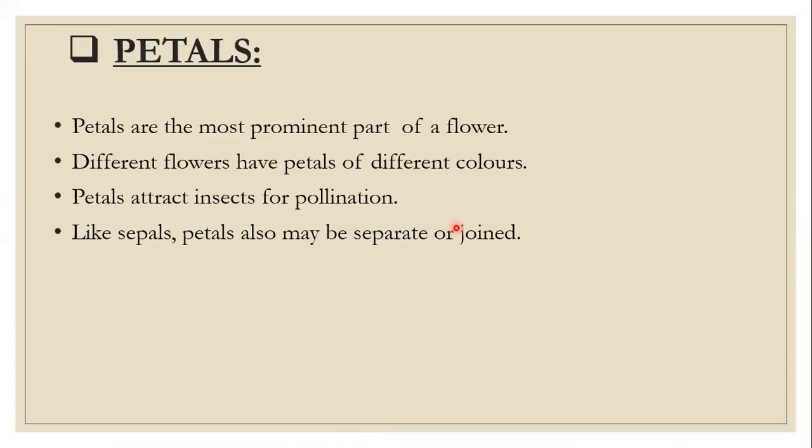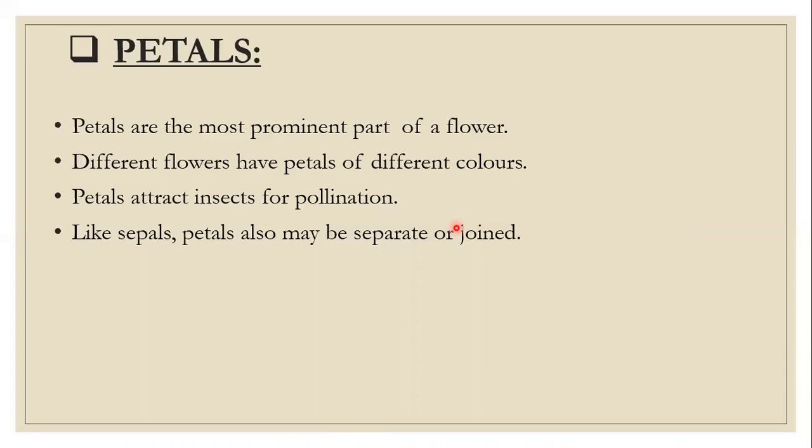And their main function is to attract insects for pollination. As they are brightly colored, or if they are white in color, they will have good fragrance. So either because of their color or because of their smell, they are able to attract insects for pollination. So that is the function of the petals.